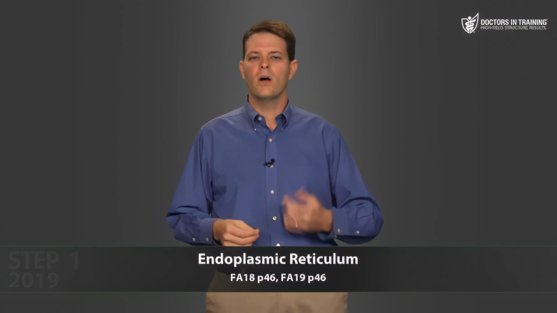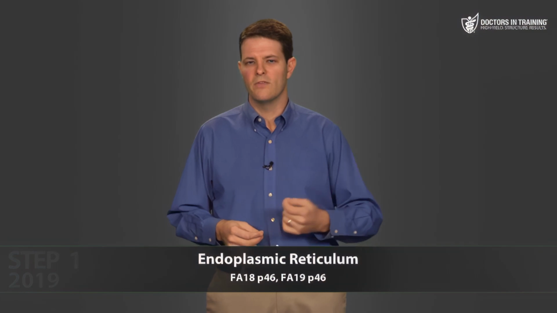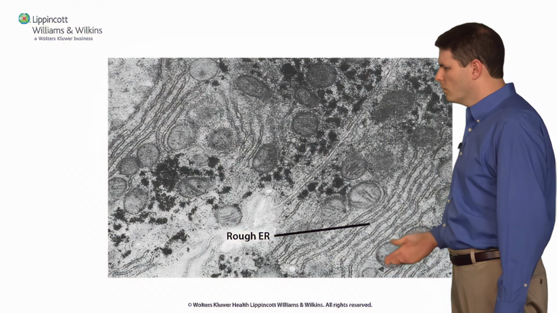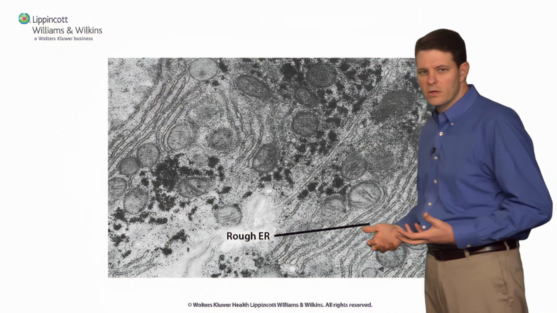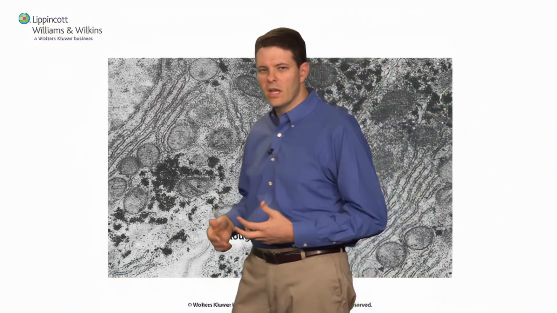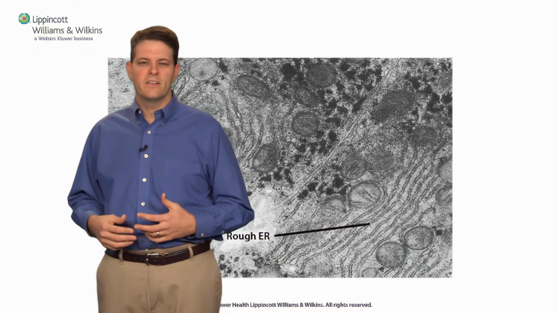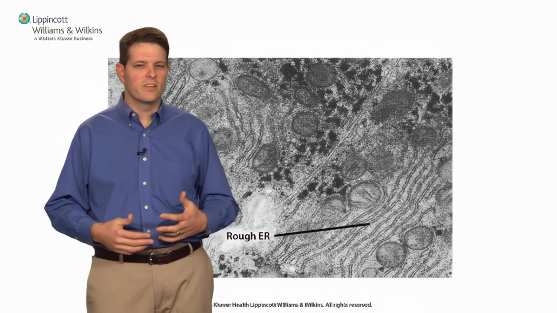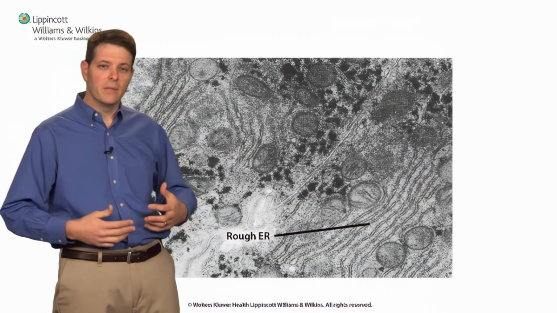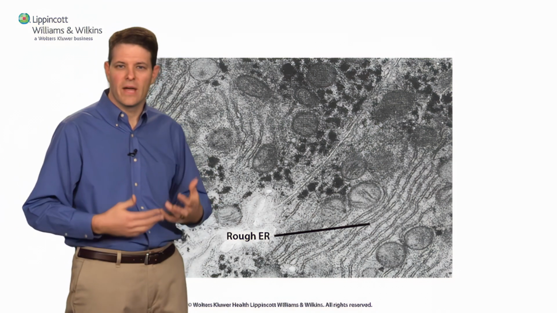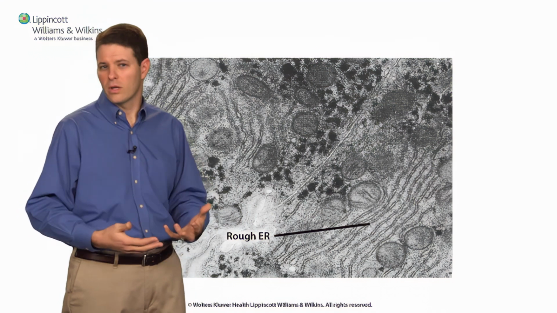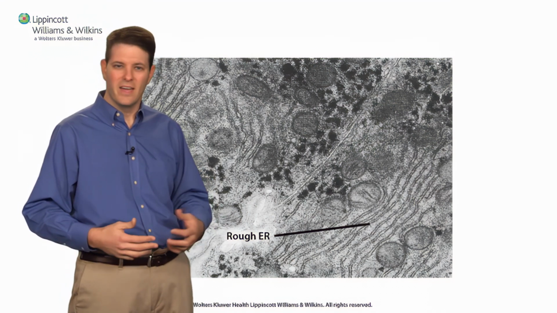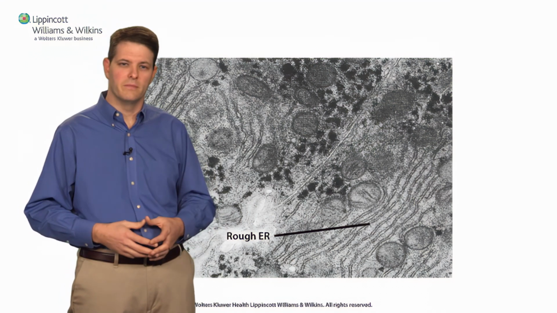So let's start with the rough endoplasmic reticulum, or the rough ER. The rough endoplasmic reticulum is rough because it has ribosomes. Now the ribosomes are translating a lot of protein. Specifically, this is where we synthesize the proteins that will be secreted outside the cell, and the place where N-linked oligosaccharides are added to the proteins. So it makes a lot of sense that cells that export a lot of proteins, like plasma cells, have a lot of rough endoplasmic reticulum.